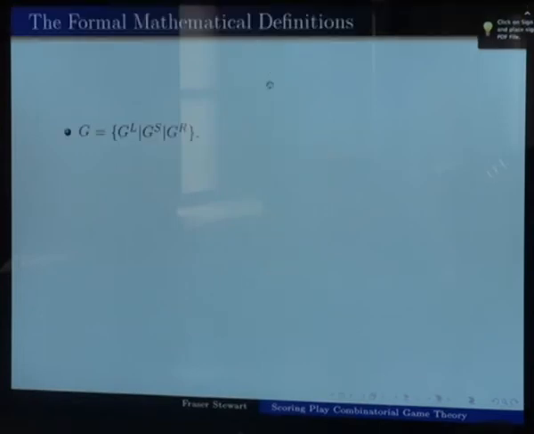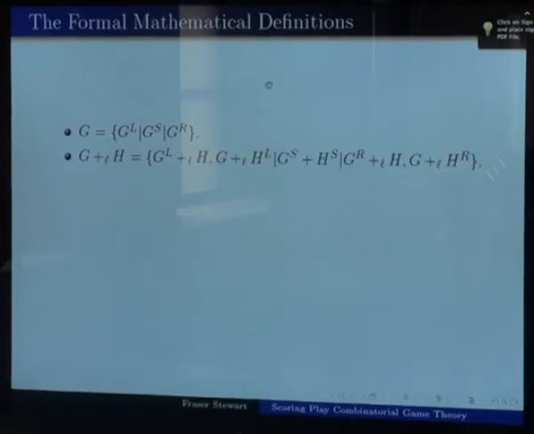So mathematically, what does this look like? We define a scoring game to be a set of options for left and a set of options for right. It's exactly the same as we had before, but the only difference is that we added this new value, GS, which we call the score. This is just some real number, and again, it's the difference between the number of points left has and the number of points right has at that particular point in the game. So GS is simply the score associated with the position G.